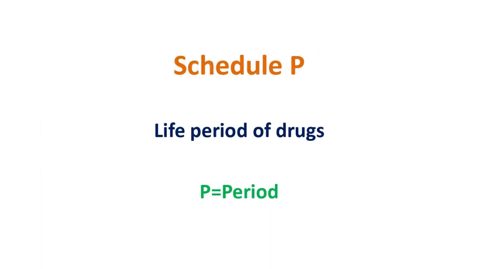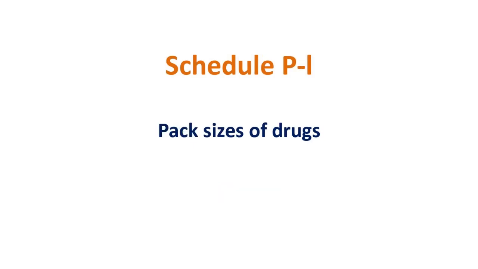Schedule P. It consists of life period of drugs. P for period, that is life period. And Schedule P1. It consists of pack sizes of drugs.